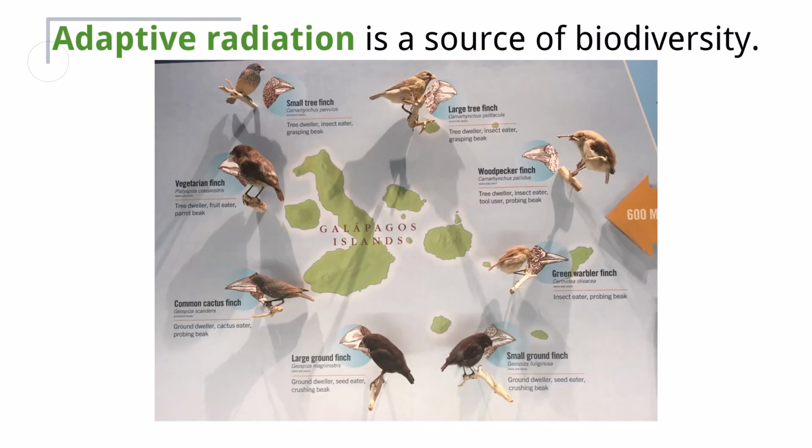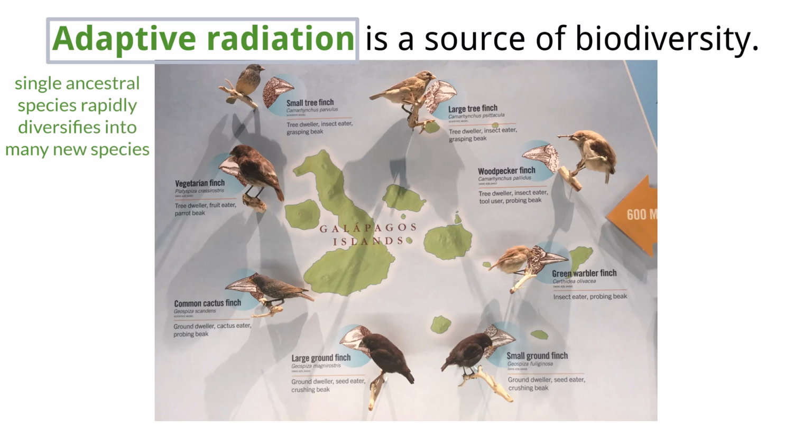Adaptive radiation is a source of biodiversity. Adaptive radiation is an evolutionary process where a single ancestral species rapidly diversifies into many new species. This diversification happens as the species adapt to different ecological niches.